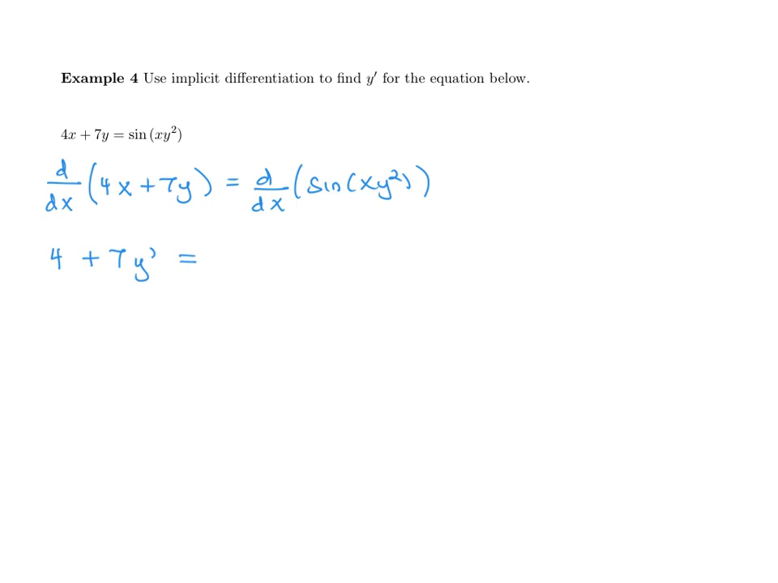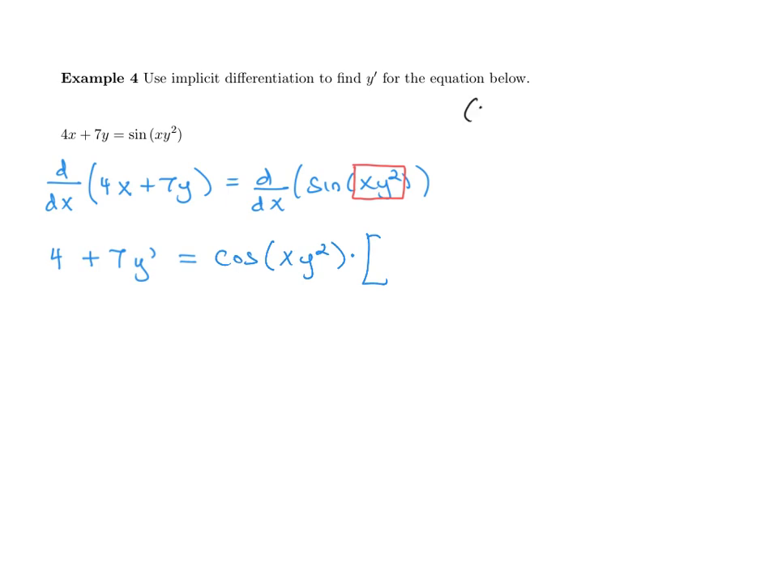On the other side of my equation, it's a little bit more complicated, but we have sine of x y squared, and that is a composition of two functions. To take the derivative of sine, I know it goes to cosine. Cosine of x y squared. However, by the chain rule, I have to multiply by the derivative of x y squared.